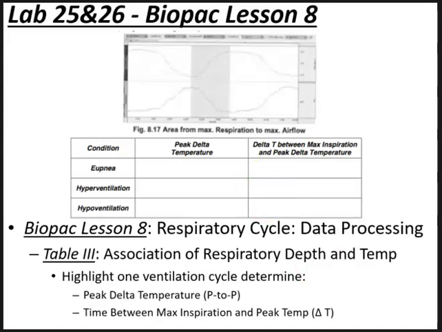So we want to measure the time it takes from max inspiration of the chest movement on the bottom to the point where the temperature reaches the maximum height. And again, the temperature reaching max height is about the same time as max expiration. The point where there is max inspiration is where the temperature is the coolest, whereas the point of max expiration is where the temperature is the warmest. And then we also want to measure respiratory depth. This is the peak at the bottom and how long it takes to get to max expiration, so this time right here. This is how we're going to associate respiratory depth and temperature, specifically change in temperature.